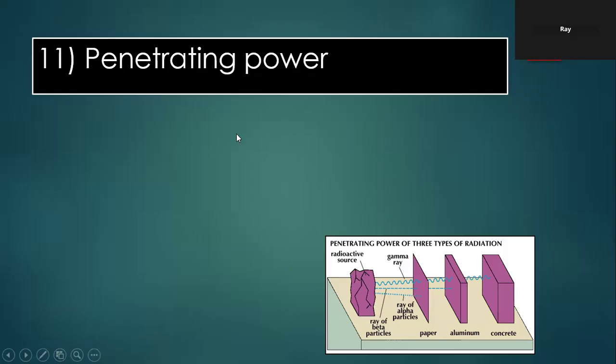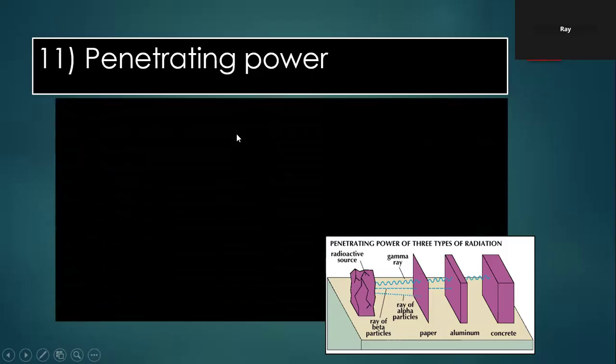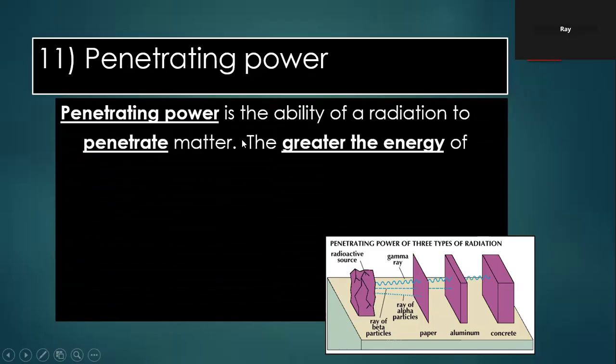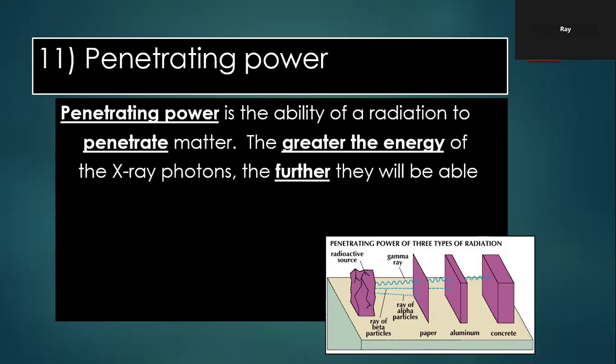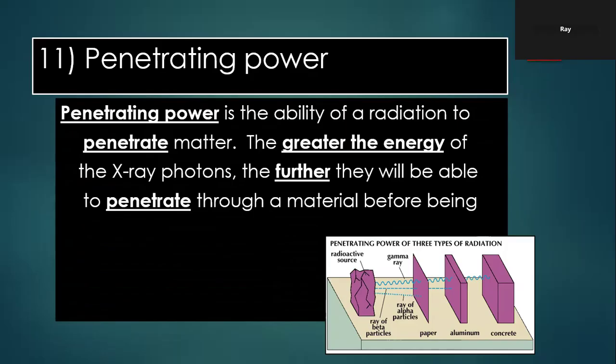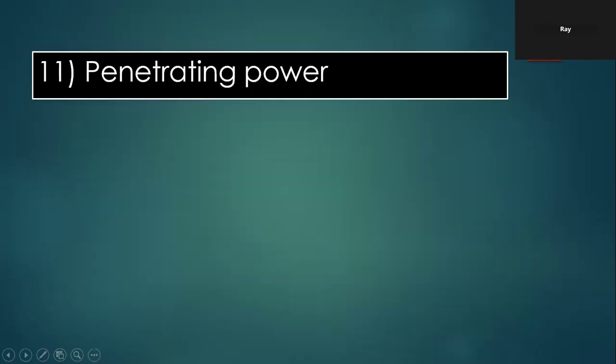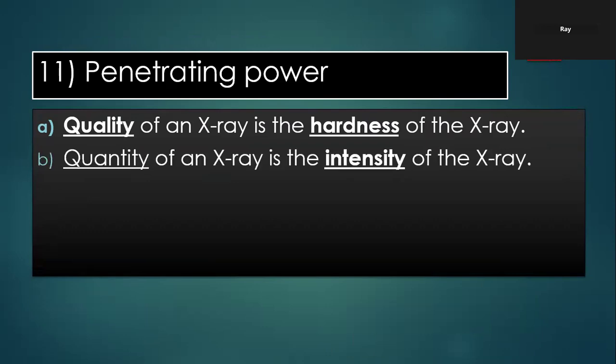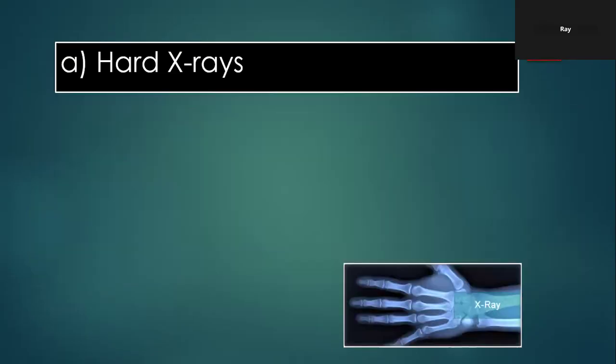Okay, penetrating power is also not mentioned in the syllabus. Penetrating power is the ability of radiation to penetrate matter. The greater the energy of the X-ray photon, the further they are able to penetrate through a material before being completely absorbed. Right? Greater energy, greater penetration, can pass through the material. Quality of X-ray is the hardness of X-ray. Quantity of X-ray is the intensity of the X-ray.